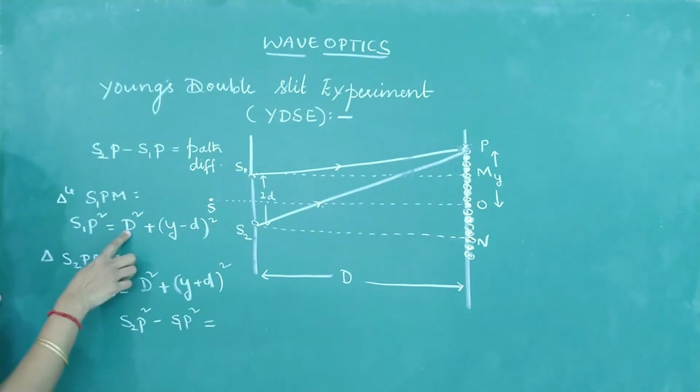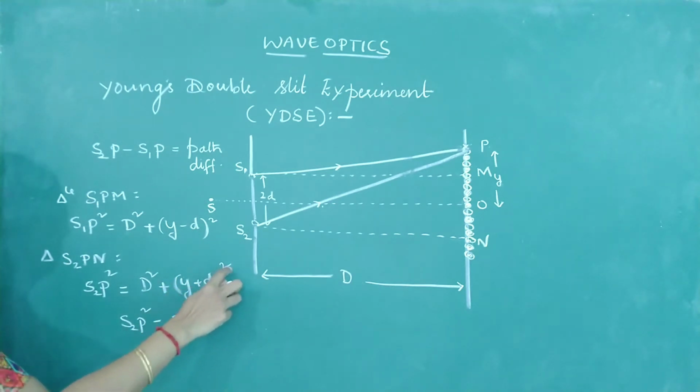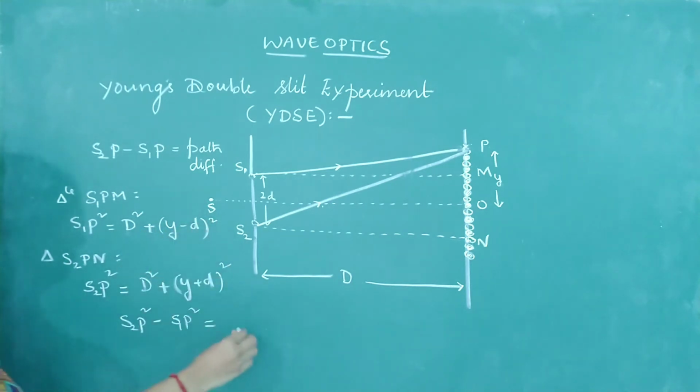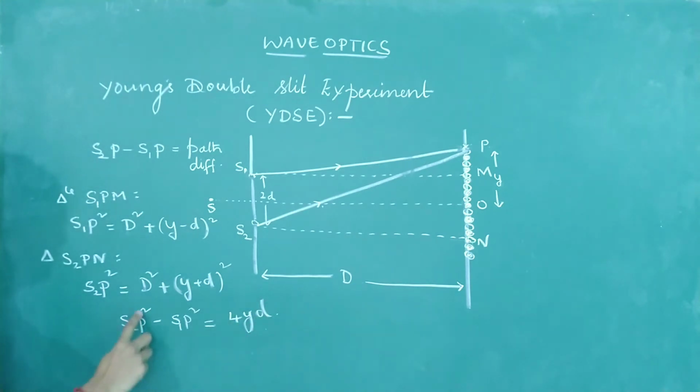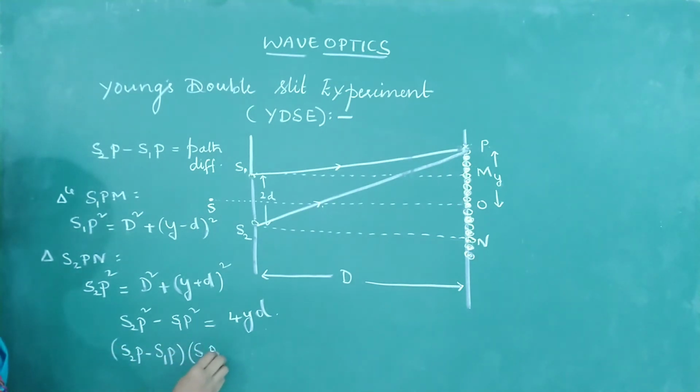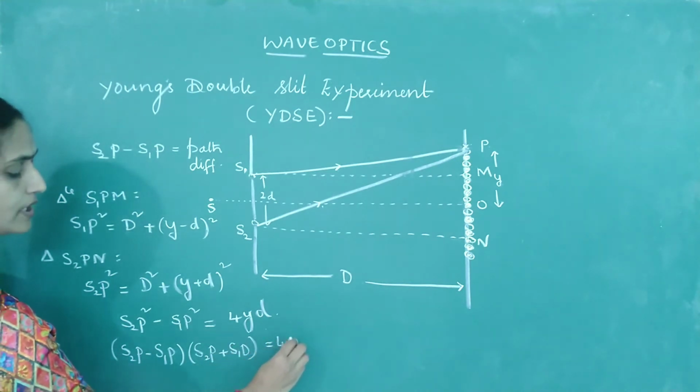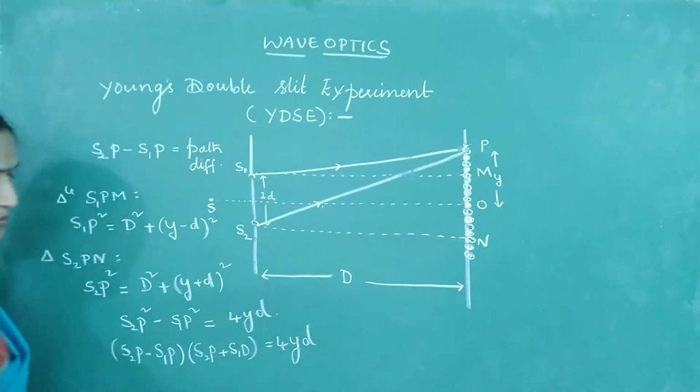D square will anyway get cancelled. (a plus b) whole square minus (a minus b) whole square, you will get 4ab. And we know S2P square minus S1P square can be written as (S2P minus S1P), this is the path difference, into (S2P plus S1P), and this should be 4 into y into small d. So this is the path difference.